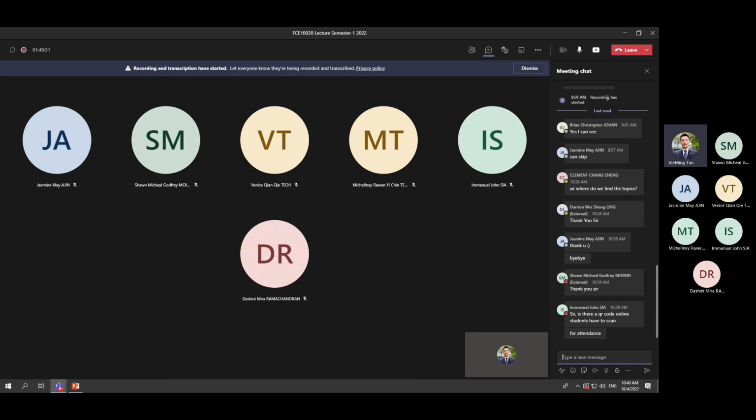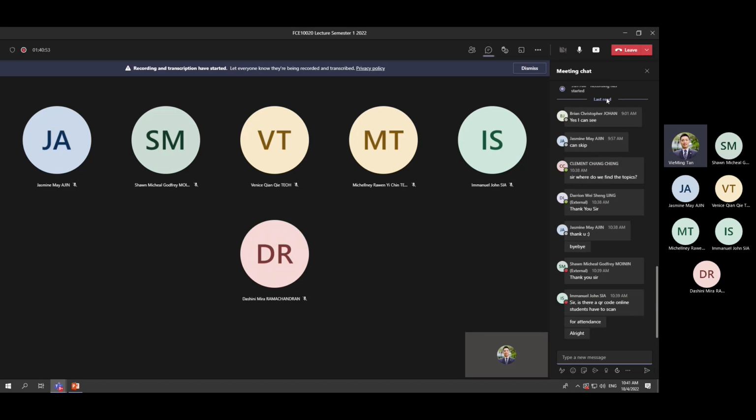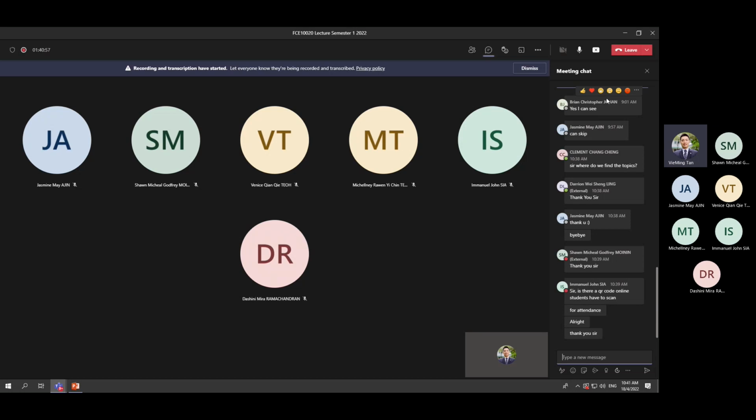For the online students, do you have any question to ask before we call a day? Online students, there is a QR code to scan for attendance. I'm not sure about the QR code. But for the online students, no need to take attendance so far.